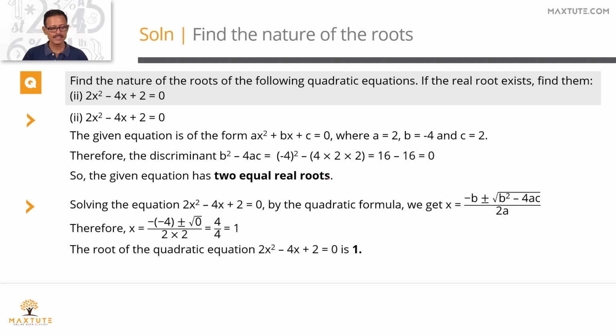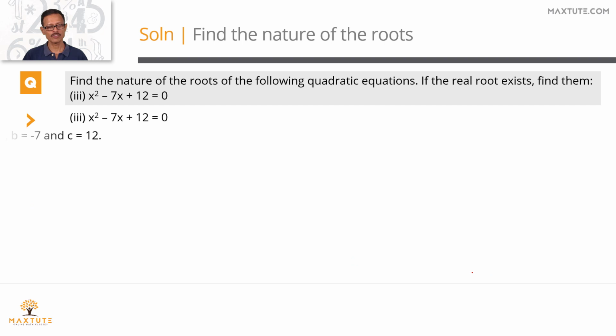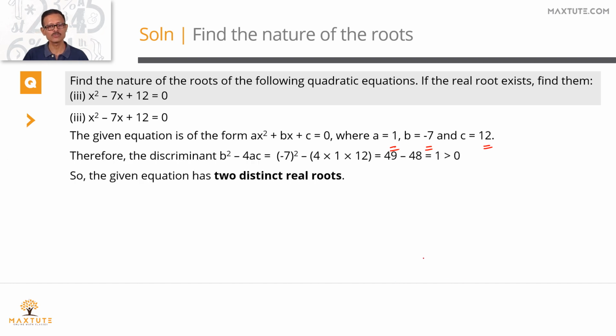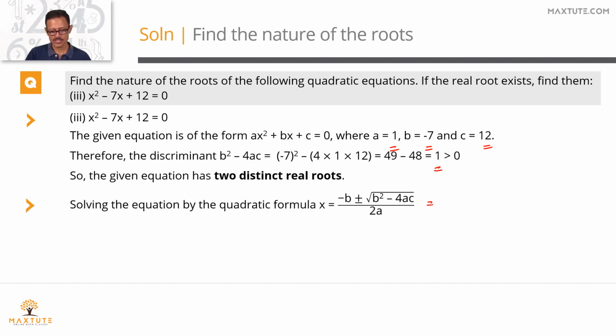Let's move to the third one. Here, this is recapping it in the printed form. Third part, A is equal to 1, B equals minus 7, C equals 12. We got a positive B square minus 4AC, which is equal to 1. So let's compute the roots. The roots are going to be minus B, which is minus of minus 7, plus or minus root of B square minus 4AC, which is 1, divided by 2A, which is 2 times 1.